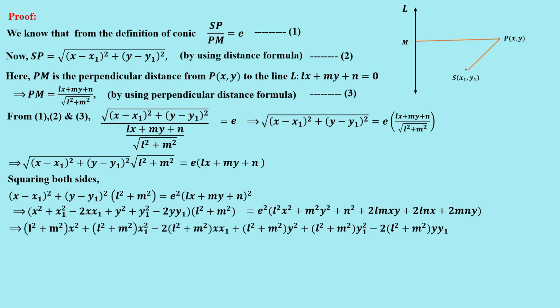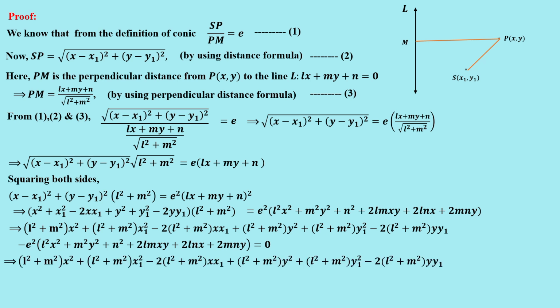So we multiply (L square plus m square) with each term on the left hand side. So x square into (L square plus m square), first term. Then second term (L square plus m square) into x1 square. Third term minus 2 (L square plus m square) into x1, right? And plus (L square plus m square) into y square plus (L square plus m square) into y1 square minus 2 (L square plus m square) into y1 on the left hand side, right? Which is equal to, so we are taking the whole term on the right hand side to the left hand side. So put minus e square into (L square x square plus m square y square plus n square plus 2lmxy plus 2lnx plus 2mny), which is equal to 0.